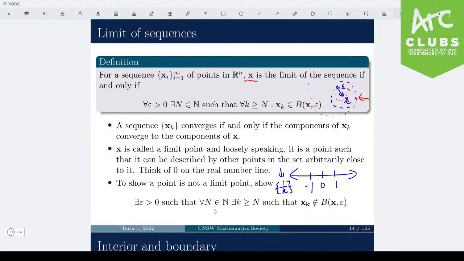And our last step is, to show a point is not a limit point, show that there exists an epsilon greater than 0, such that for all n within the integers, there exists a k greater or equal to n, such that xk is not in the ball around x. It's just a complete opposite of what I drew here. We have a point x, an epsilon ball around it, and some sequence, but the sequence eventually comes out of the ball again. In that case, we don't have a sequence that tends toward a limit point.